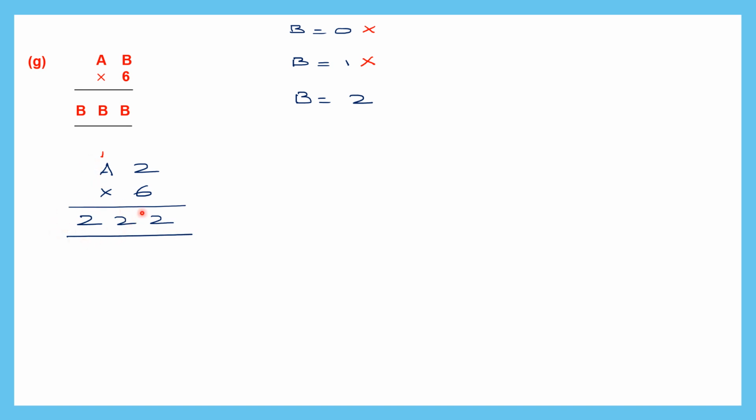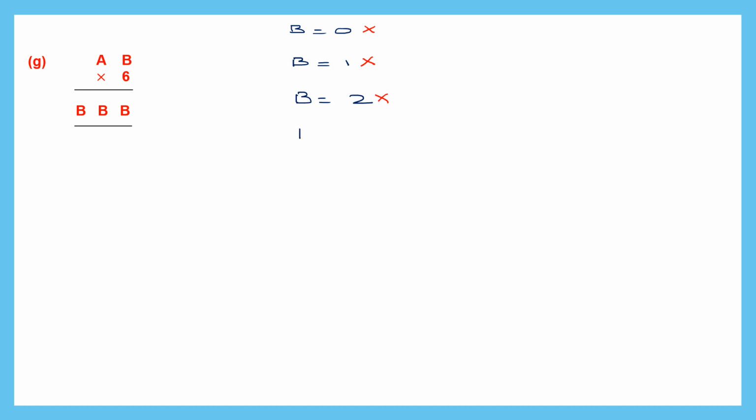We already got 2. 6 into A plus 1 should give us 22. 6 into what will give us a number close to 22? 6 3s are 18. 18 plus 1 is 19, but we need to get 22. That means it's not possible for B to be 2. So this also is not fitting. So we have to go on to the next one.